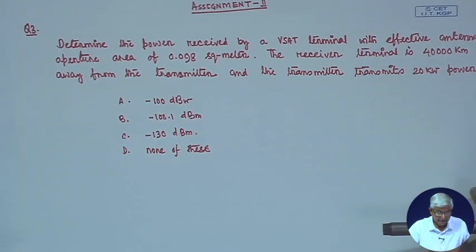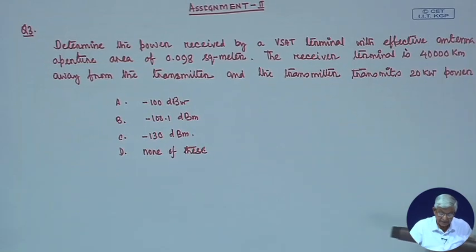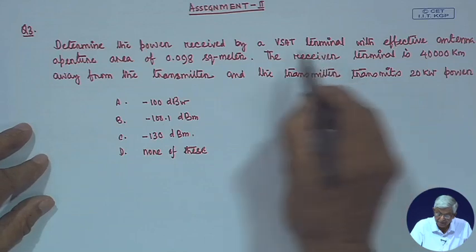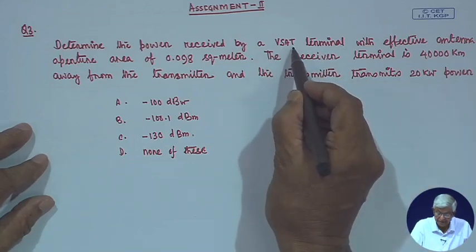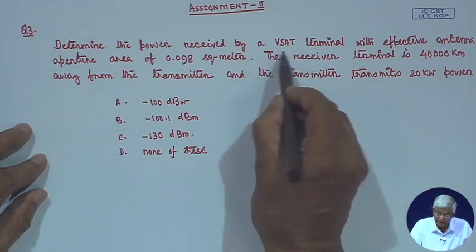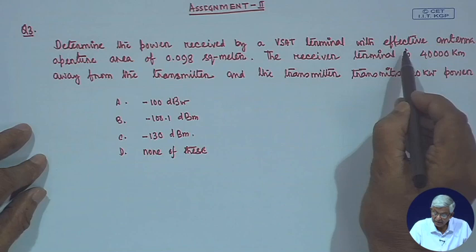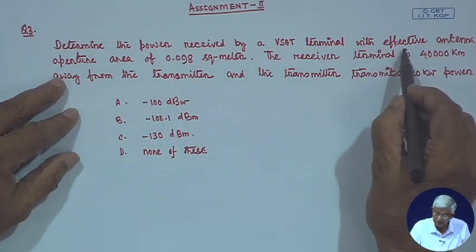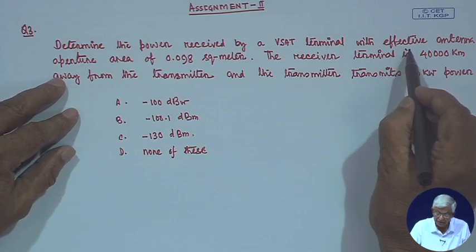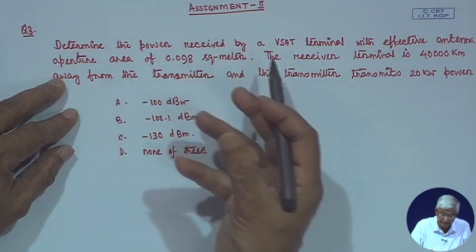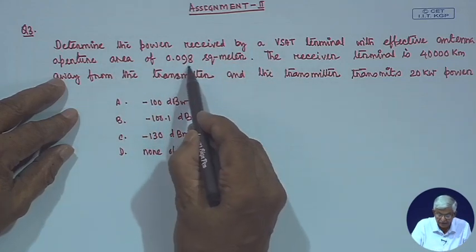Then the third problem is to determine the power received by a VSAT terminal. VSAT is a very small aperture terminal. We will discuss that one in later classes. By a VSAT terminal with effective antenna aperture. This term we are using now, later you will understand, but assume that is the effective area where the signal is captured, that is 0.098 square meter.